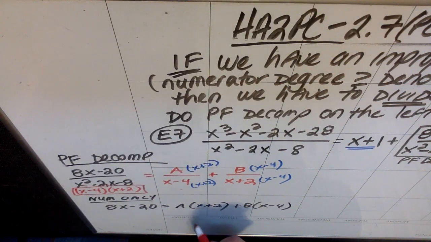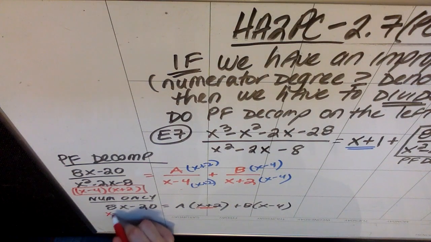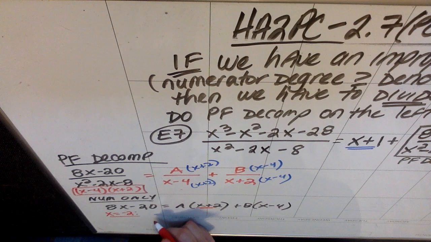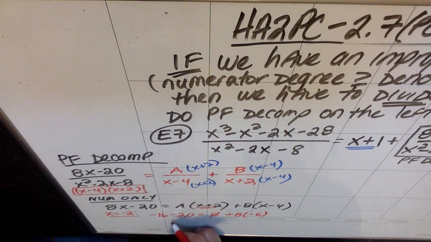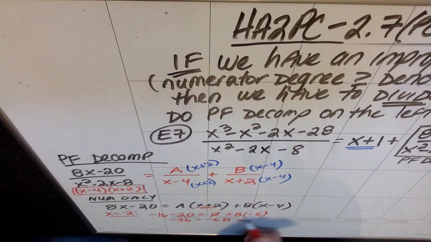So I'm going to start by cleverly substituting in a negative 2 for x, which will knock out A. So if I substitute x equals negative 2, I get negative 16 minus 20 equals A times 0, plus B times negative 6. So I get negative 36 equals negative 6B, which gives me B equals 6. Great, so I now have my B.